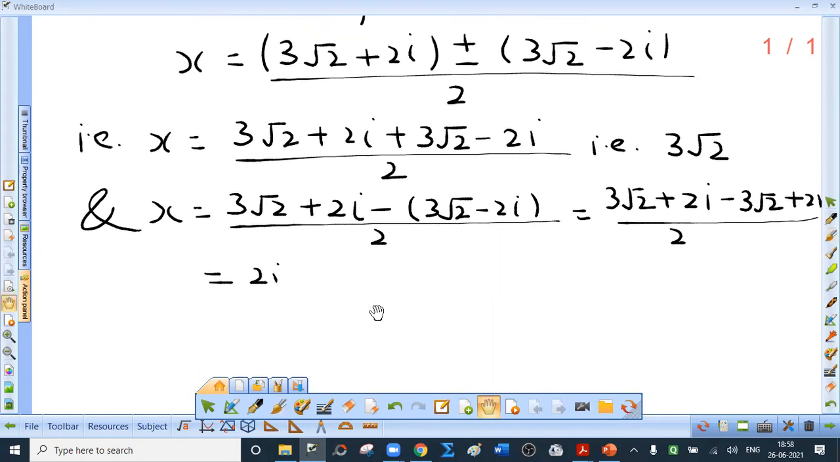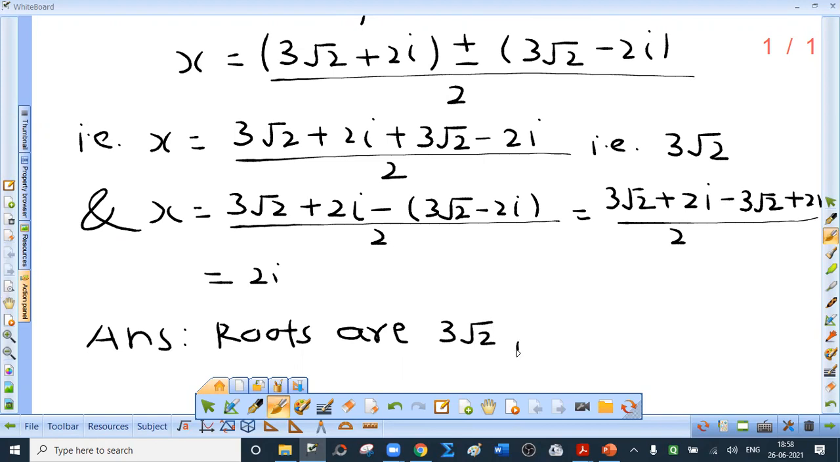Okay. So we will write the answer separately. You have to be very careful. Roots, how to check the answer. See, what do you mean by root? It is that value of x which satisfies the equation. Okay. Now, what do you mean by satisfies the equation? If you replace x by either 3 root 2 or 2i, then both sides will be equal in the equation. Right.